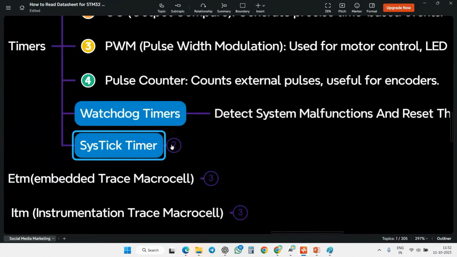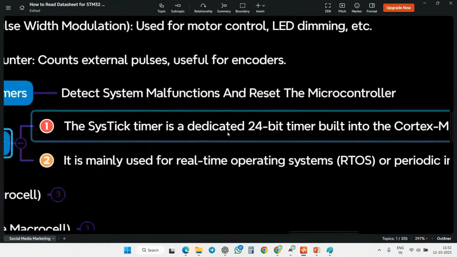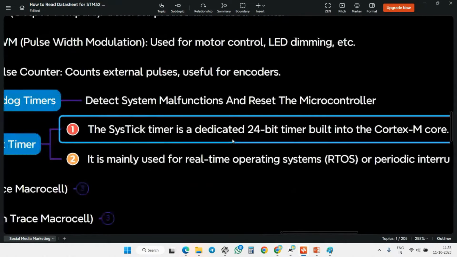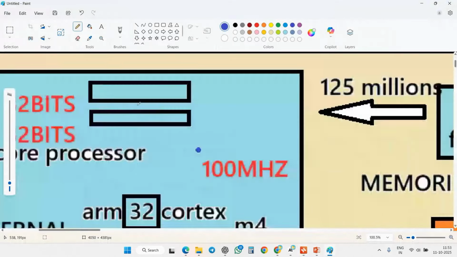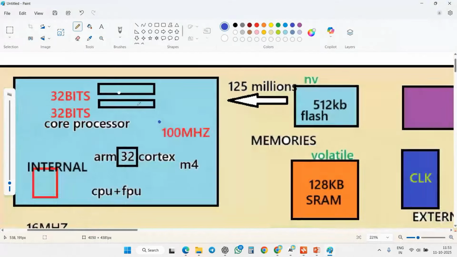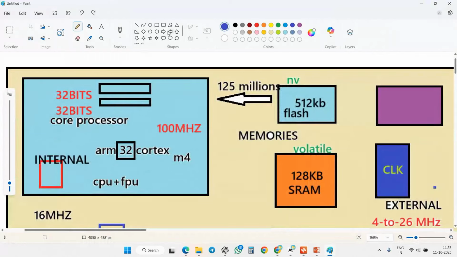What is the meaning of SysTick timer? SysTick timer is a 24-bit timer. It is present inside your microcontroller chip, the processor chip. Inside this processor chip, we have a SysTick timer. We call it a special timer. Why is it a special timer? Because it only counts the clock the processor produces. So it is counting that clock.